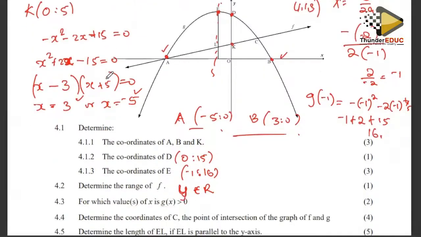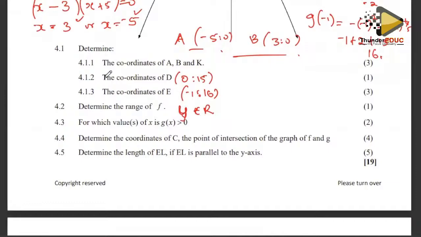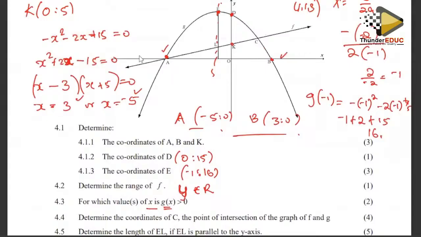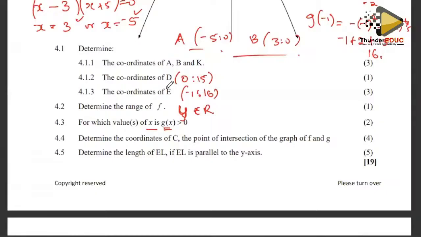Then find the value or values of x where g of x is greater than 0. So g of x is this parabola. Where is it above the x-axis? Between negative 5 and positive 3. So we're just going to write that as negative 5 less than x less than 3. Okay, so that is 4.3.